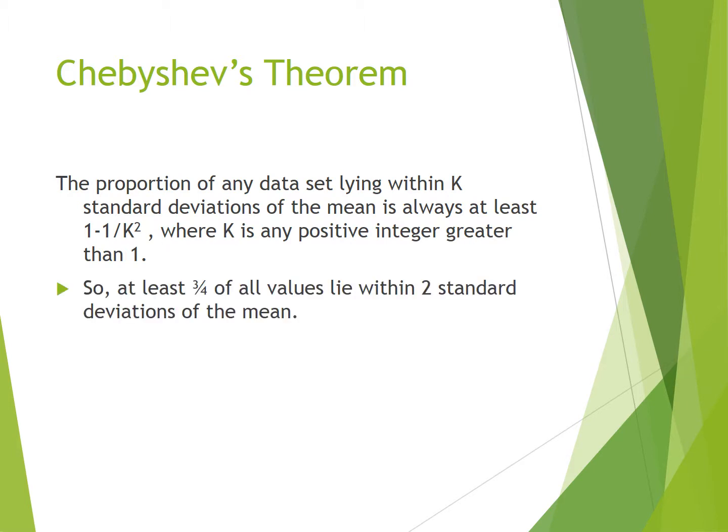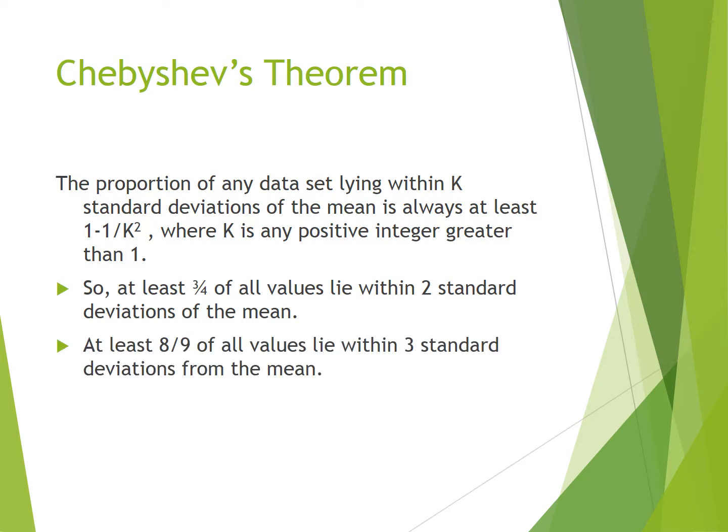So for example, remember, if we knew the data was symmetric and bell-shaped, we knew that about 95% of the data falls within 2 standard deviations of the mean. Chebyshev says at least 1 minus 1 over 2 squared, which is 1 minus 1 over 4, which is 3/4. So Chebyshev says at least 75% lies within 2 standard deviations. The closer the data set gets to being symmetric and bell-shaped, the closer that 75% gets to 95%.